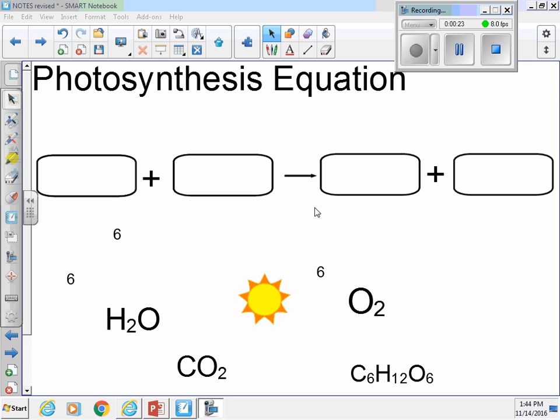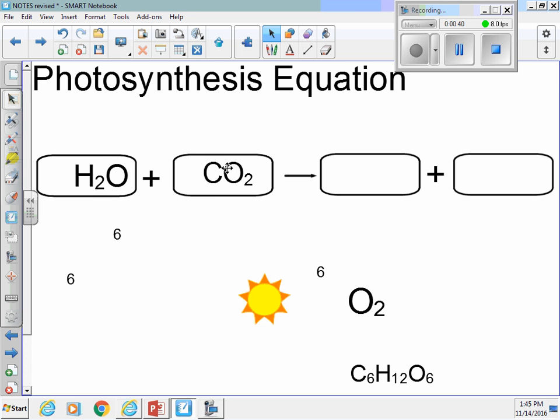And remember, we've got two sides to an equation, just like you were doing math. And if you look at the very top of your notes packet, you can fill this in along with the video. And on the left side, we have our reactants, and we know that we need water and carbon dioxide in order for plants to create glucose. But in order to do that, they have to have sunlight energy.